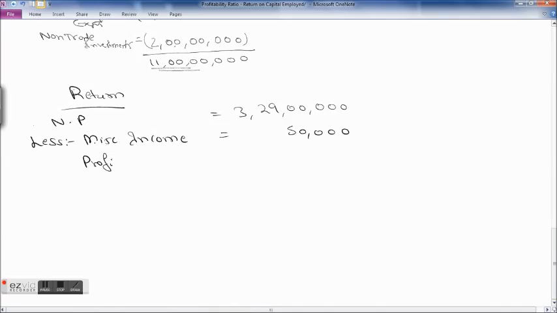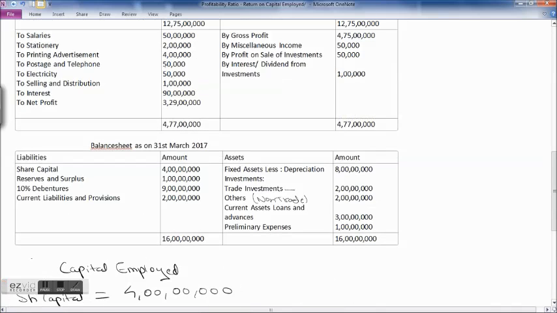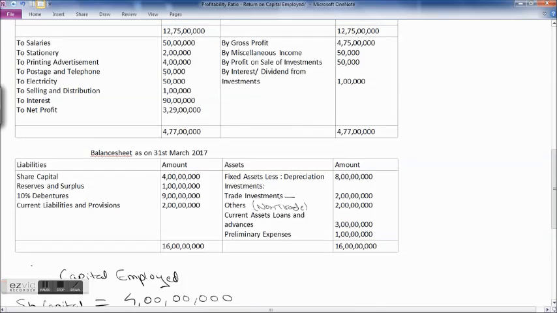So less profit on sale of investment, how much is that? 50,000. We have to reduce that. Then interest and dividend from investment is 1 lakh. Now total interest and dividend from investments is 1 lakh.